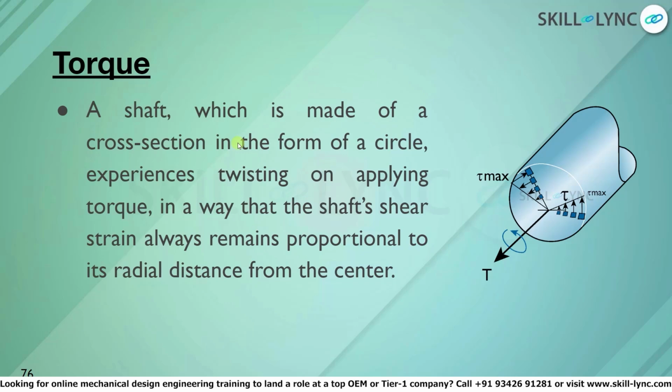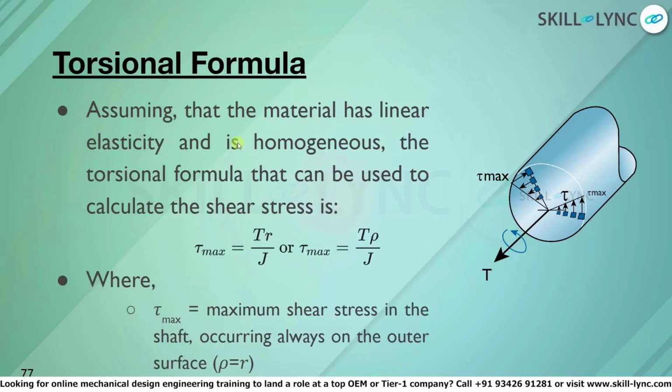A shaft which has a cross section in the form of a circle experiences twisting on applying torque in a way that the shaft's shear strain always remains proportional to its radial distance from the center. This basically means that an increase in the radial distance will result in a further increase in the shear strain of a shaft. So at the highest radial distance, which is the radius of the shaft, the strain is highest, or you can say that the stress is highest.